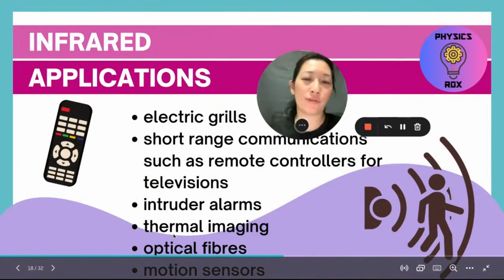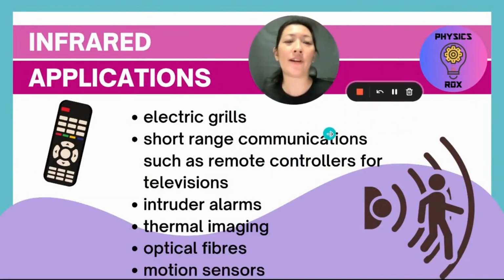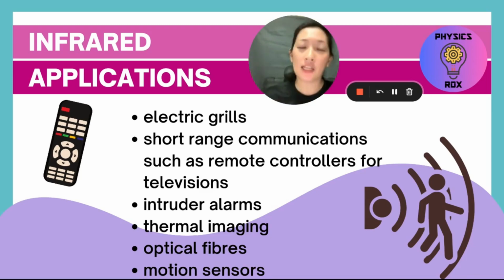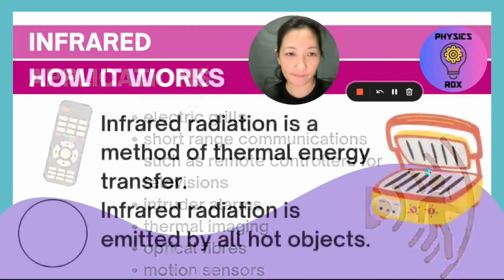Let's move on now to infrared. Let me move my face here. So for infrared, infrared applications include the electric grill, short range communications such as remote controllers for televisions, also aircon, right? Intruder alarms, thermal imaging, optical fibers, and motion sensors. Generally, how do they work?